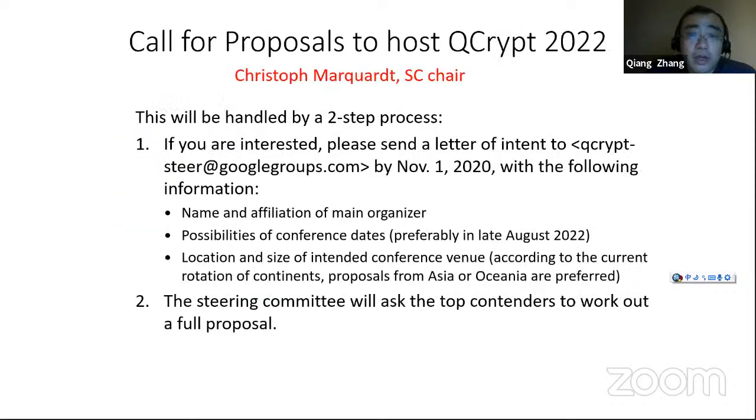And then we still call for host proposals for QCrypt 2022. You should send an email to Christophe Marquet and the new SC chair if you are interested. There is a 2-step process. You send a letter of intent to the QCrypt SC group email list by November 1st, 2020 with the following information. And then the second step is that the steering committee will ask the top contenders to work out the full proposal.